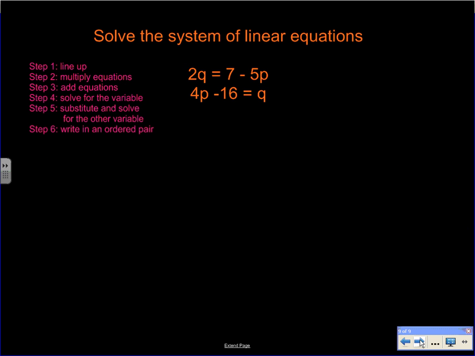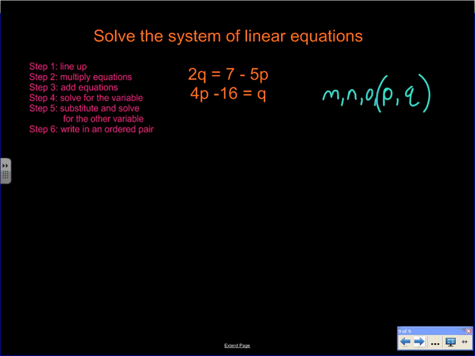And let's look here. We have another system of linear equations. This one's using P and Q. Do you remember which letter comes first? M, N, O, P, Q. So your ordered pair should look like that. PQ.